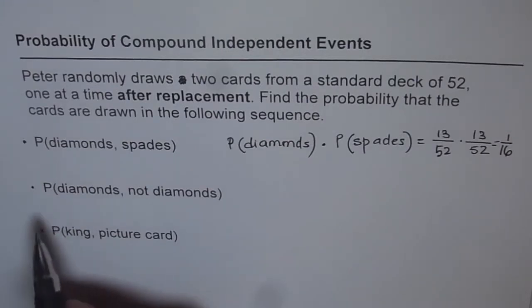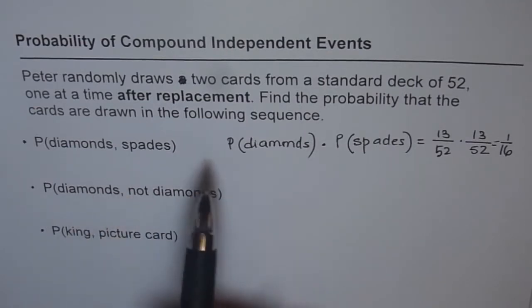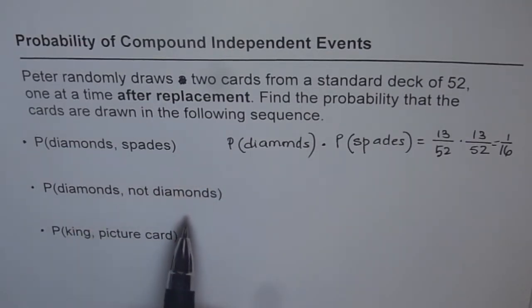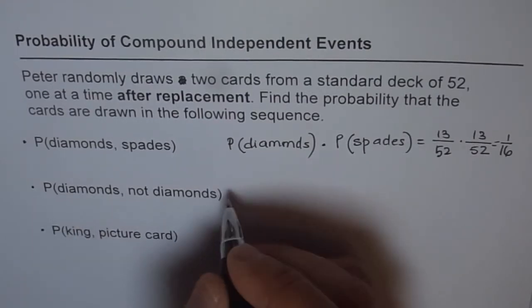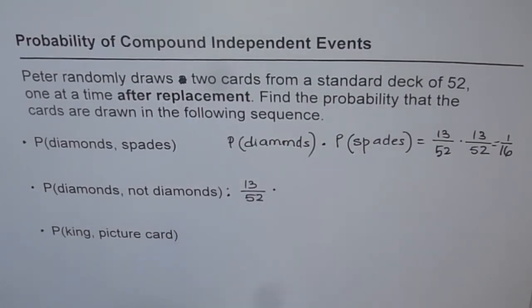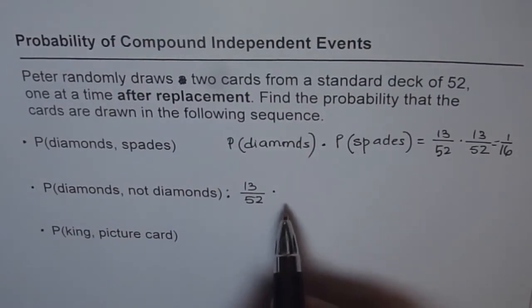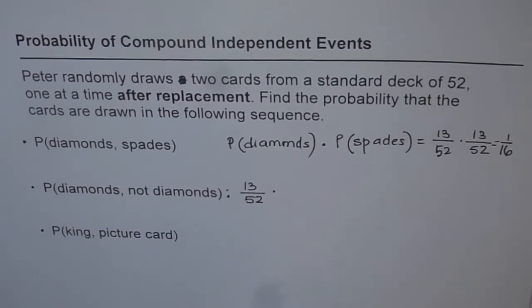Now let's look into the second one. It says probability of getting diamonds and then not diamonds. So when the events are independent, then the probabilities of compound events are multiplied together to get the overall probability, right? This is a compound event since there is more than one event involved. So the first event is drawing diamonds. So the probability of drawing diamonds is 13 over 52. And the second one is you do the replacement. That means the card which was drawn has been put back. So you again have 52 cards to start with. It is like an original draw.